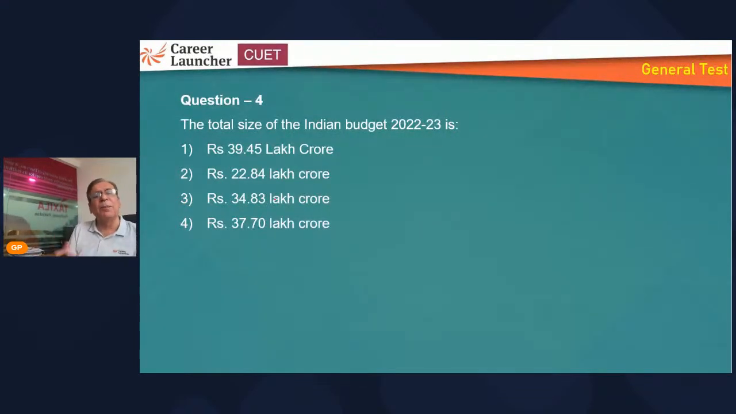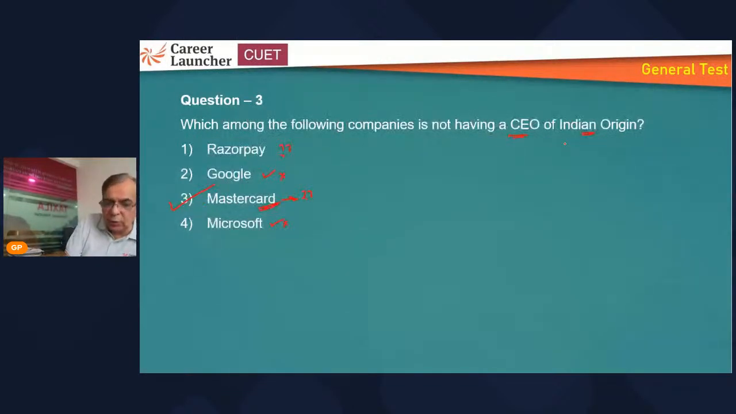Total size of the Indian budget, I don't know at all. I will leave this question. Should I mark it for review? No, because even by marking for review I can't do anything, I have no idea. So you mark for review those questions which you have a reasonable idea about. If you don't have any idea about the question at all, you should not be wasting your time on it. So far, what have I done? Questions 1 and 2 answered. So I'm writing down here: 1 and 2 answered.